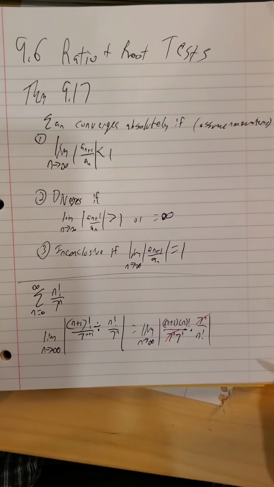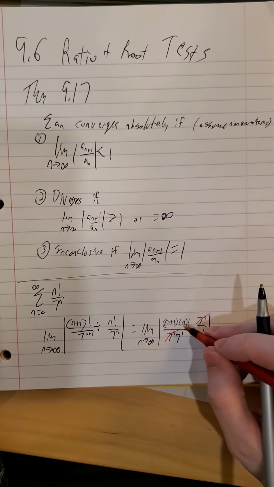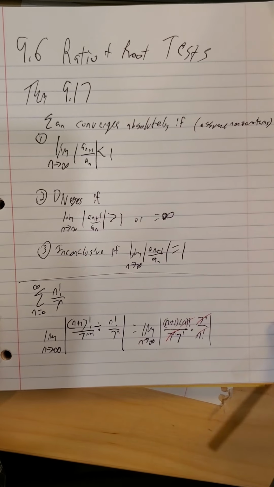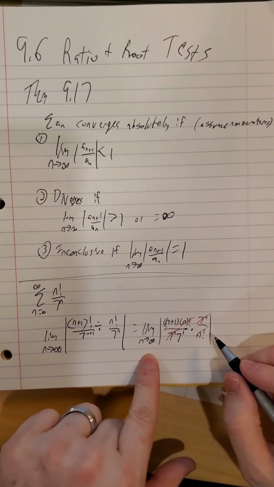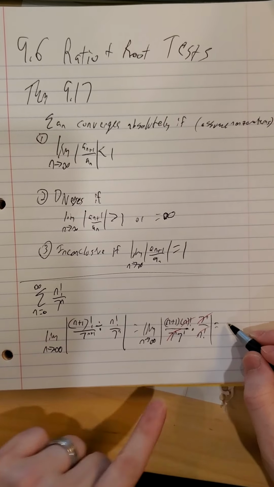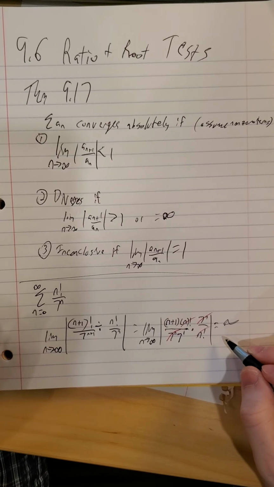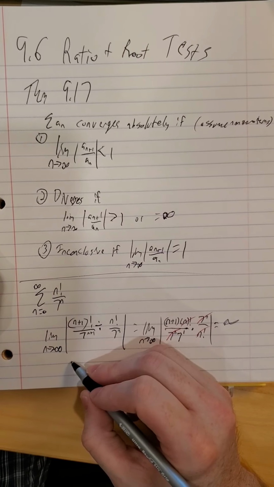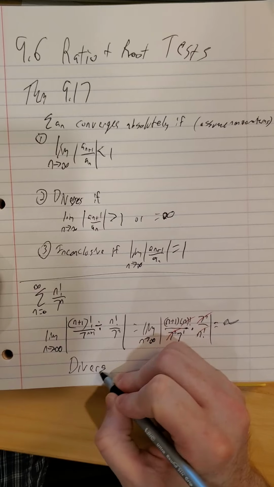So 7 to the n over 7 to the n is worth 1. N factorial over n factorial is 1. And then we let n go to infinity. Well, here we have infinity plus 1 over 7, which is infinity. So this tells me the series diverges.